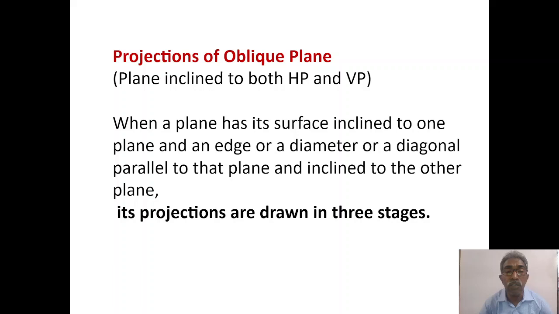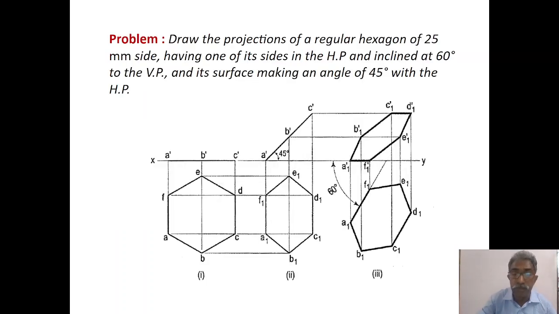In that, you have to take the inclination of the surface of the plane in the second stage, and any other inclination, maybe the edge inclination or the side inclination. In case of a circular plane, the diameter inclination, or in a polygonal plane, some other diagonal inclination, you can take in the third stage of the problem. In all the problems of projections of the plane, the surface inclination you have to take in the second stage, and the other inclination, maybe the side, edge, diameter, or diagonal, you have to take in the third stage of the problem.